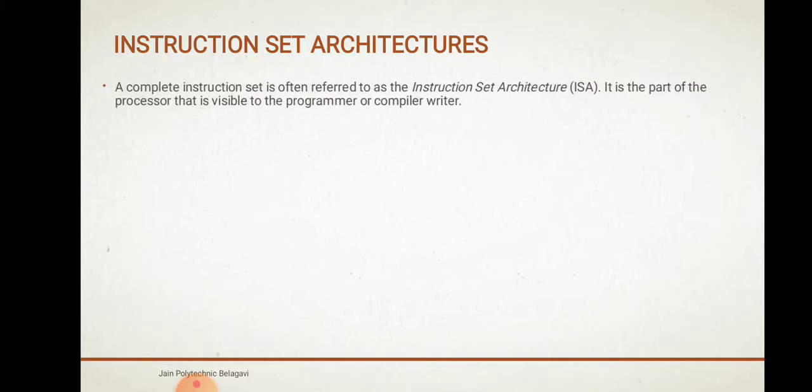Now, a complete instruction set is often referred to as an instruction set architecture. It's a part of the processor that is visible to the programmer or compiler writer. So in the second unit we have studied various instructions, what type of instructions we use. So combining all the instructions together is called an instruction set architecture.